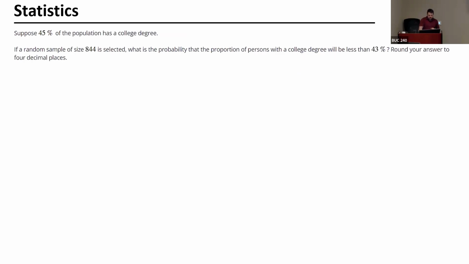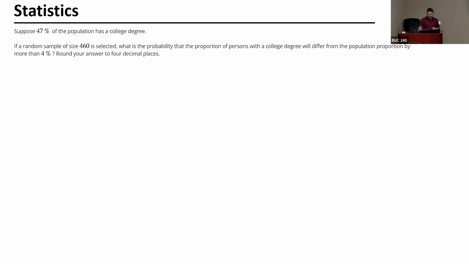So that one. Yes, this is the one. Suppose 47% of the population has a college degree. If a random sample of size 460 is selected, what is the probability that the proportion of persons with a college degree will, oh, look, differ? Remember that from last class, that word differ. From the population proportion by more than 4%. Round your answer to 4 decimal places.